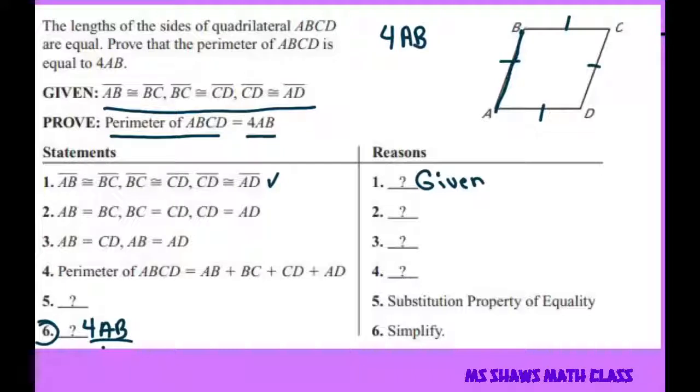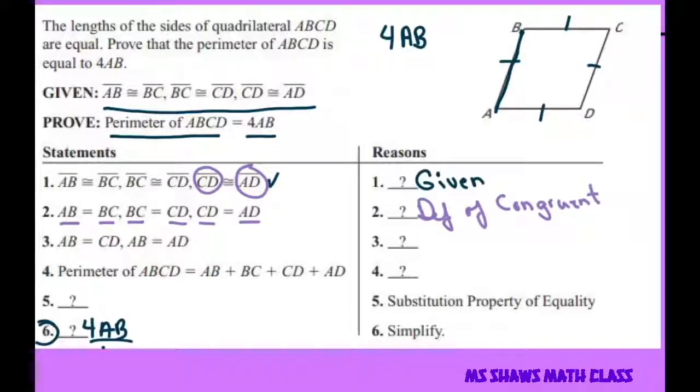So for the middle, it says that AB equals BC, BC equals CD, CD equals AD. You notice I'm just copying this down, and that's just a definition of congruent segments. So definition of congruent segments. I have a list of all the reasons on the next slide.